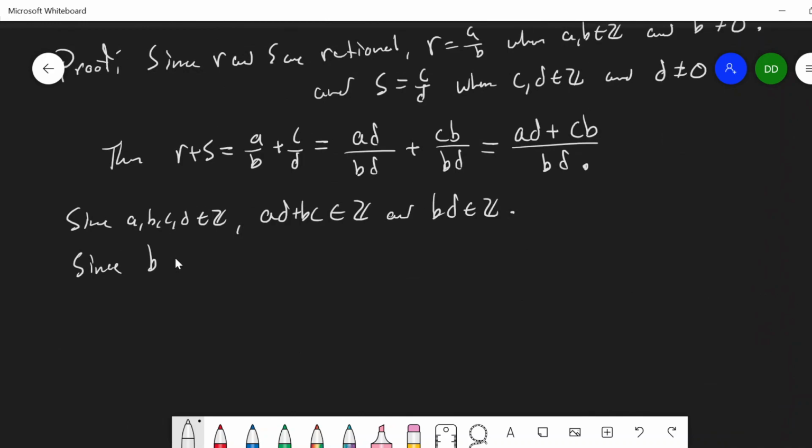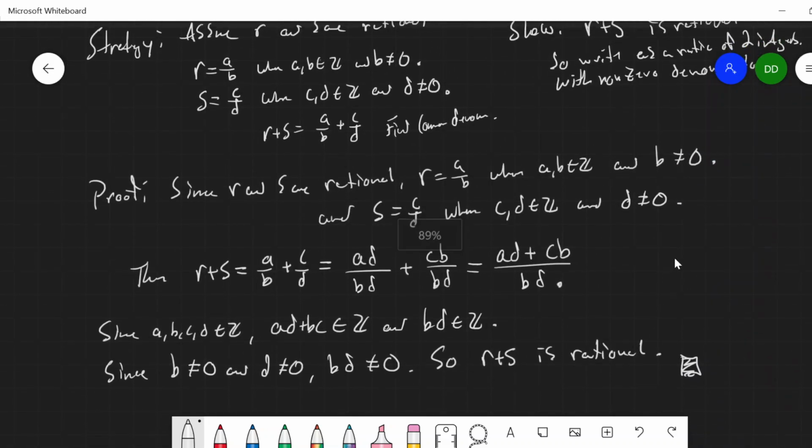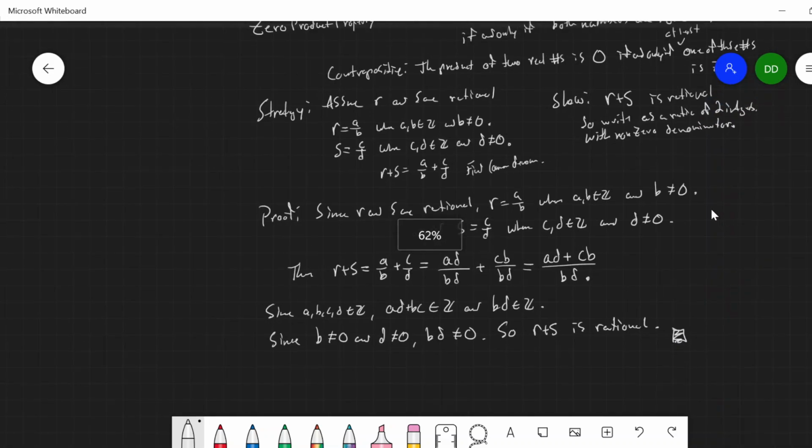Since B is not equal to 0, and D is not equal to 0, BD is not equal to 0. So that's the zero product property. And now I've verified I have a ratio of two integers where the bottom is not equal to 0. So R plus S is rational. And it's proved. Pretty cool, right?